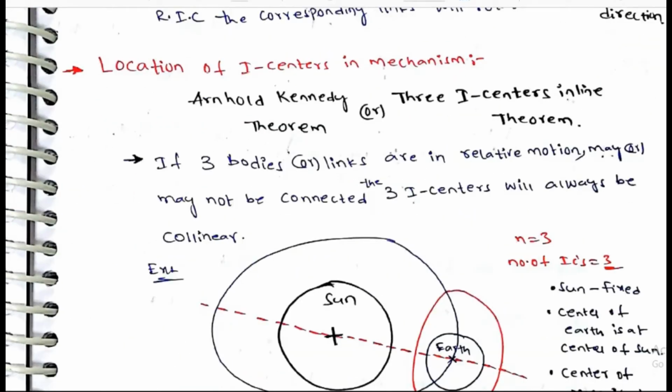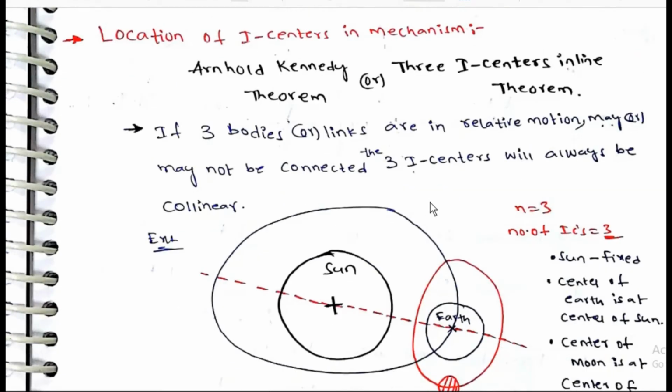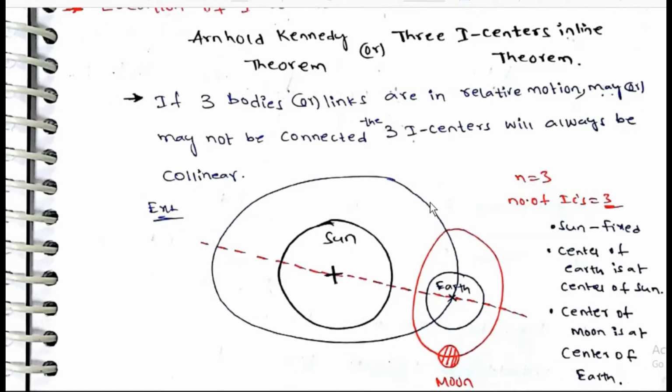Location of I-centers in a mechanism. Aronhold-Kennedy theorem, or three I-centers in line theorem. If three bodies or links are in relative motion, whether or not connected, the three I-centers will always be collinear. n is equal to 3, number of I-centers is equal to 3 into 2 by 2, which is 3.